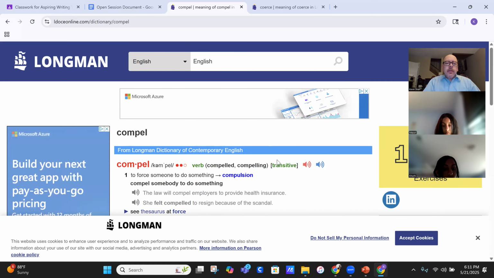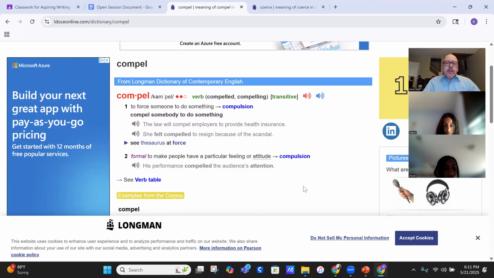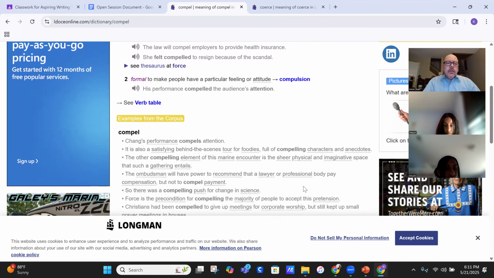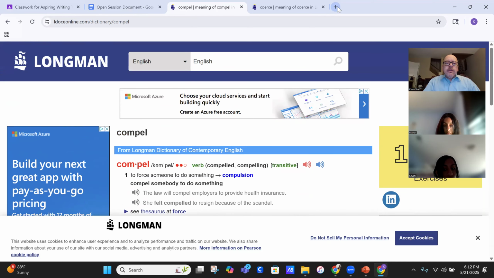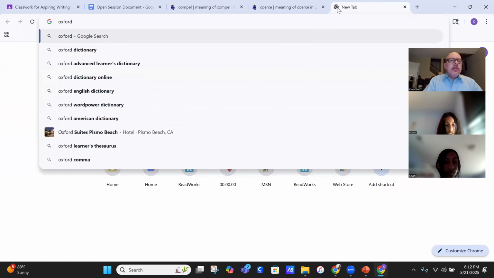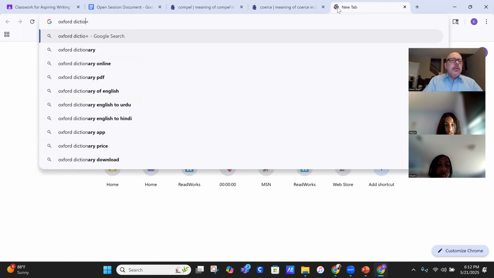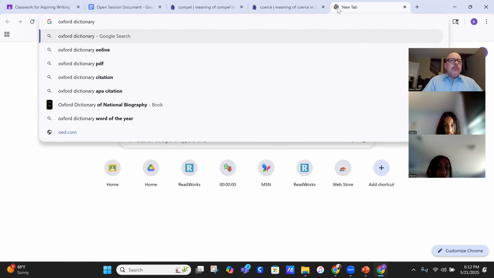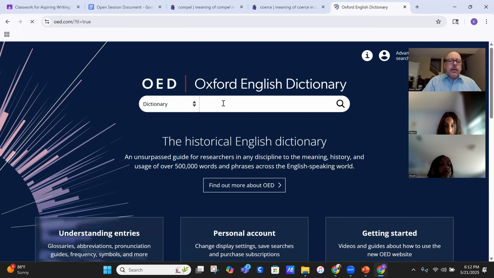To force someone to do something, to make people have a particular feeling or attitude. I don't like this dictionary here. You know why? Because the word compel does not mean to force, in my opinion. So I'm going to look up the Oxford Dictionary. To me, it's more positive of a situation. Compelling. All right, here we go.